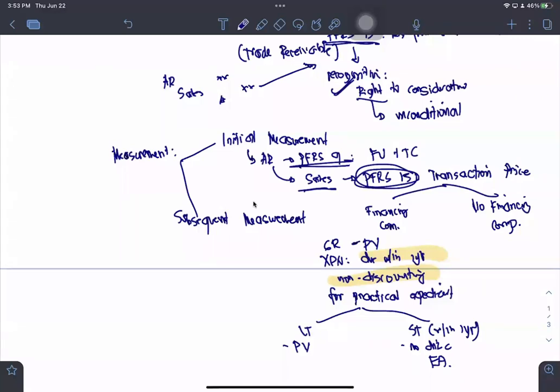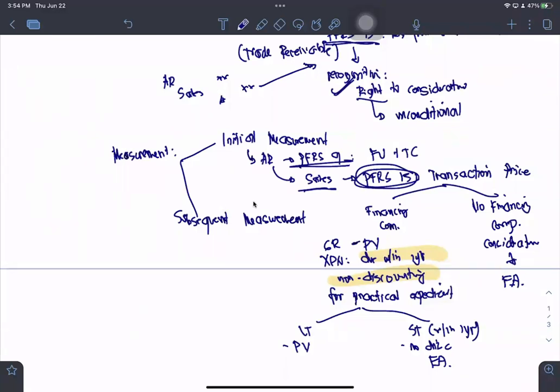Now, let's go to your no financing component. If there is no financing component, the rule here is that you measure it based on the consideration. And what is the consideration? That is normally the face amount. So we're done with your initial measurement. No major problem as to your initial measurement.